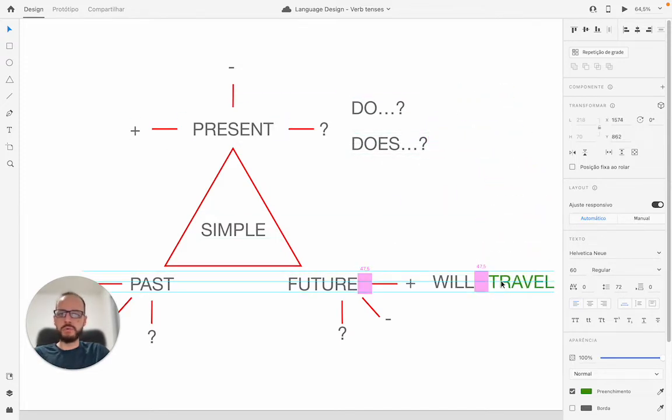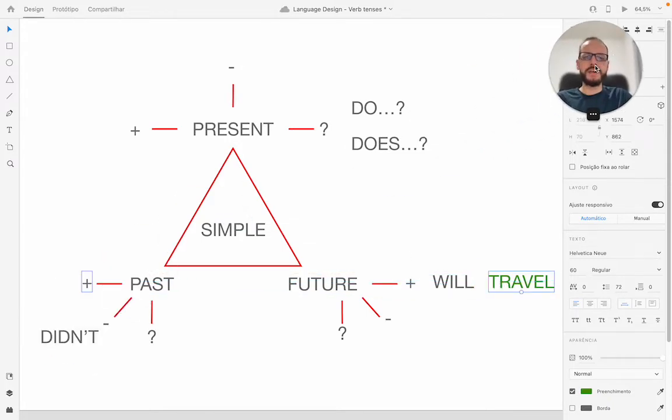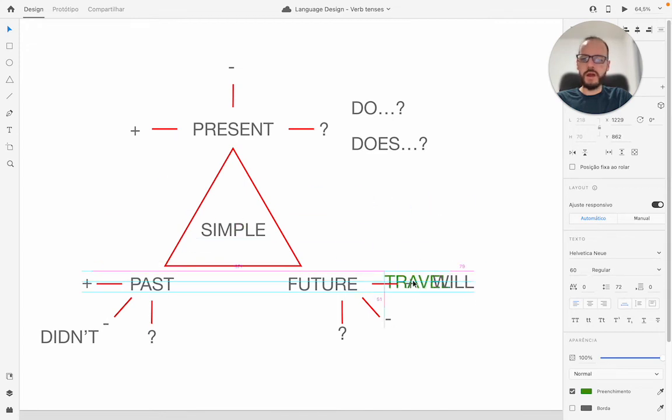I can say I will travel tomorrow. Yeah, it's the same travel. So I'm not taking any effort here to understand more things than I need to. If I understand what a future represents, a present, a past, an affirmative sentence, negative, interrogative, and what this verb here is, I can move around and say, for instance, I didn't travel yesterday.